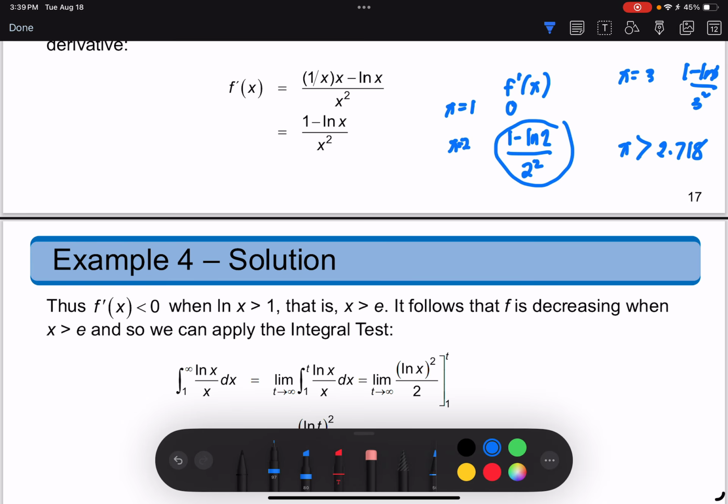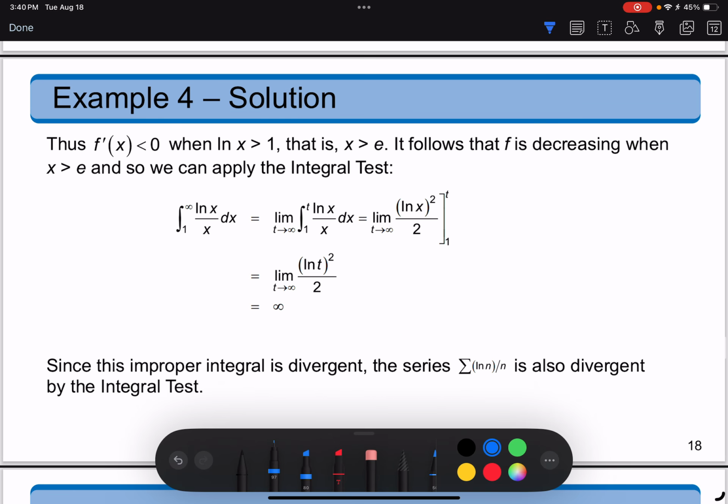Thus f prime of x is less than 0 when ln x is greater than 1, so it would be when x is greater than e. It follows that f is decreasing when x is greater than e. So we can just disregard the first terms, n equal to 1 and n equal to 2, because beyond that it would be decreasing.